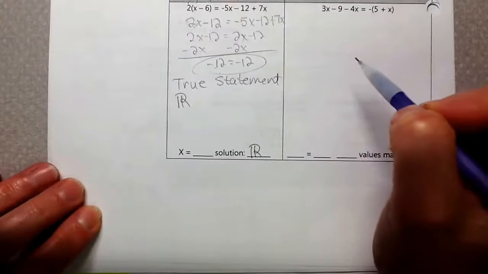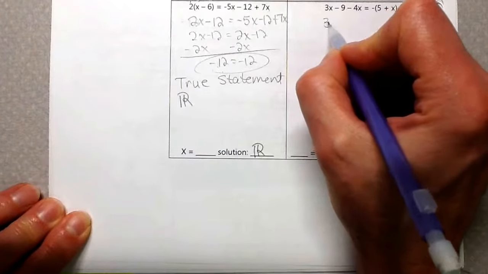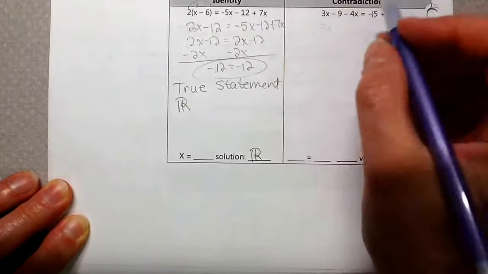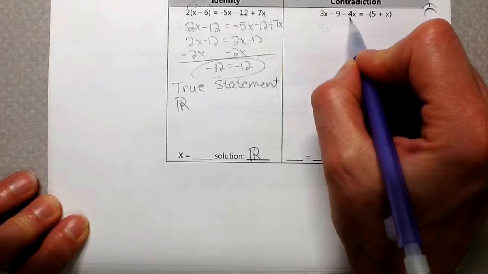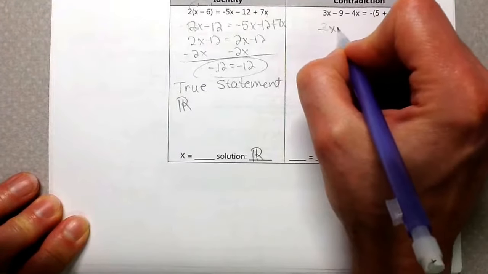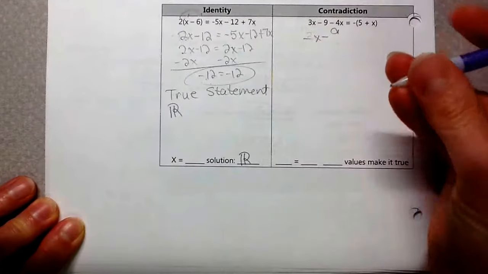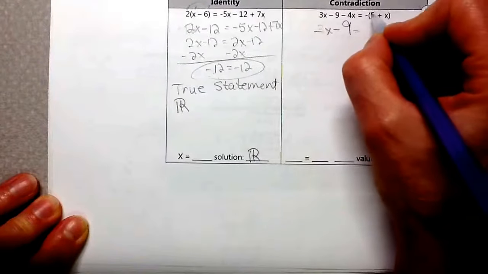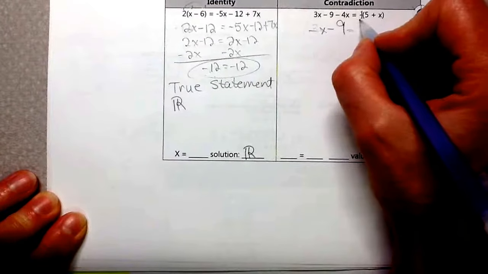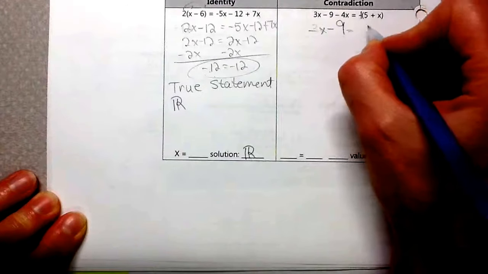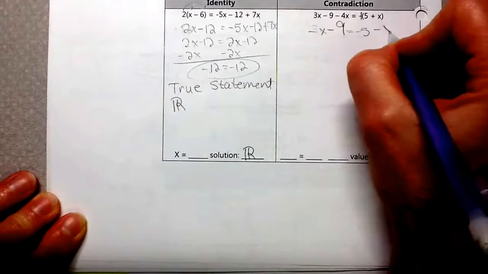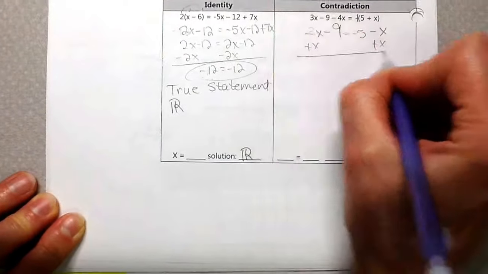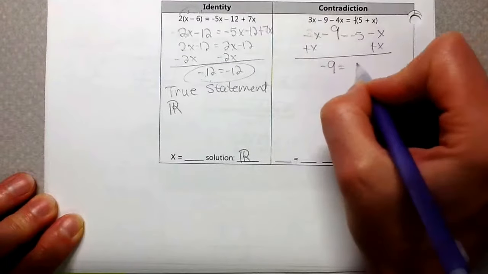Now let's look at what happens with a contradiction. We can actually just simplify right here, instead of rewriting it twice. That's going to give me -x - 9 equals, and now this is like having a -1 outside, so we can say -5 and then minus x. What happens if we add x to both sides is now I have -9 = -5.